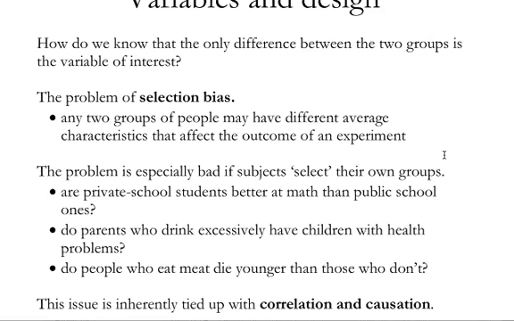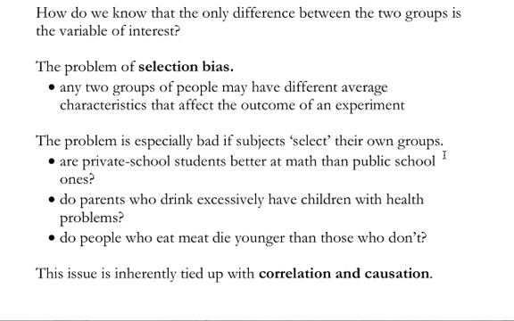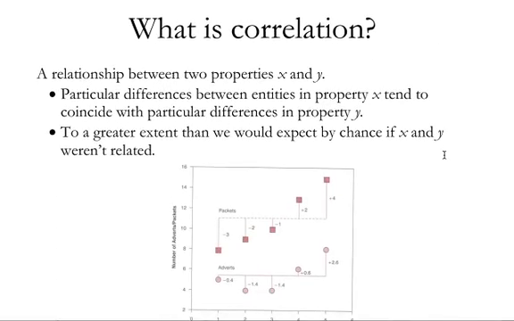So this kind of selection bias, which arises in between subjects designs, is a really serious problem for these designs. While there are both kinds of designs out there in linguistics and cognitive science, it's always good practice to prefer within subjects designs wherever they're feasible, because these problems with between subjects designs are really tough to overcome. The reason why is inherently tied up with the issue of correlation and causation. So we're going to get to that in the next part of the lecture.